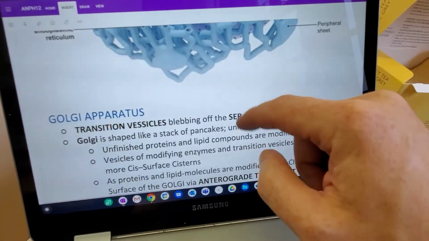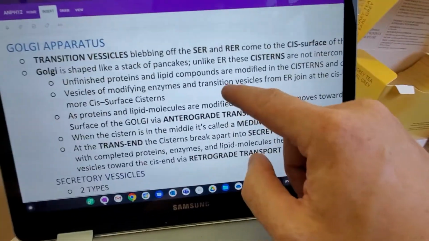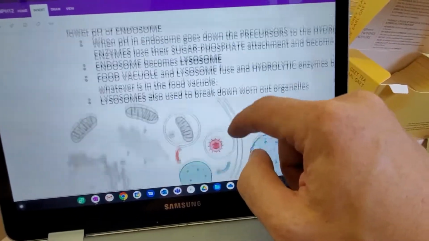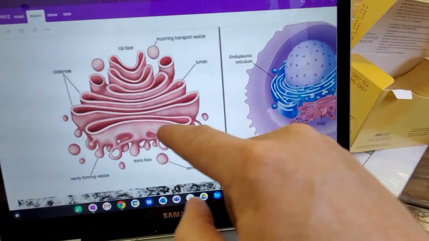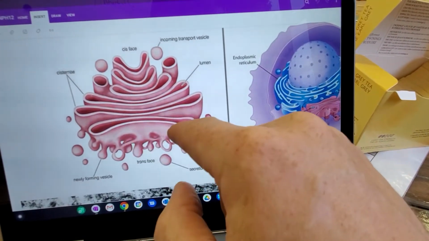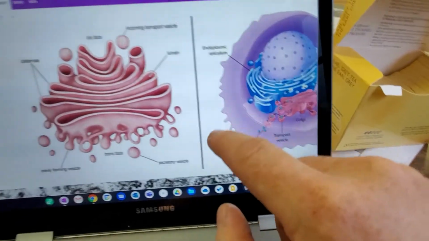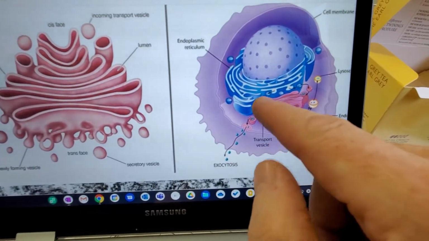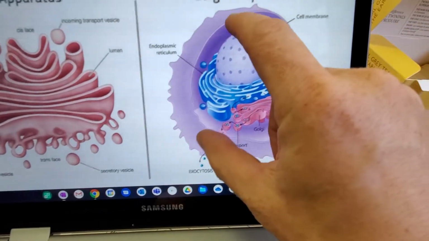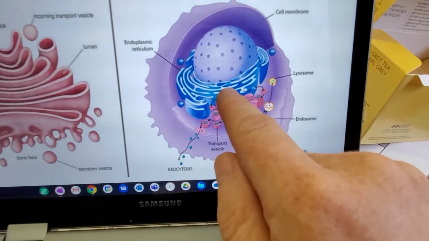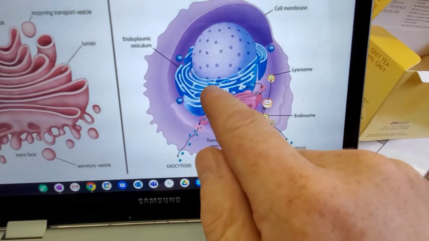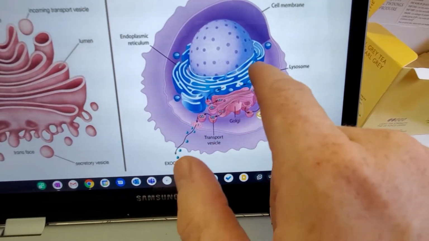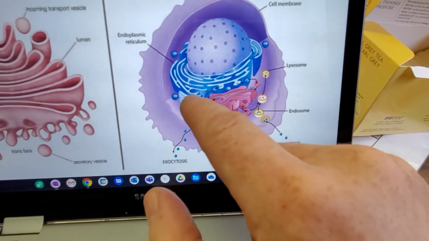Okay, so let's scroll down. There's our smooth endoplasmic reticulum, and there's the Golgi. Let's see if we've got a nice image of the Golgi here. I think we do. So there we go. There's the sacs of the Golgi. Now, what happens is, oh good, we've got it also drawn with the smooth endoplasmic reticulum. So remember, this one doesn't seem to have a smooth endoplasmic reticulum, but this is the rough endoplasmic reticulum.